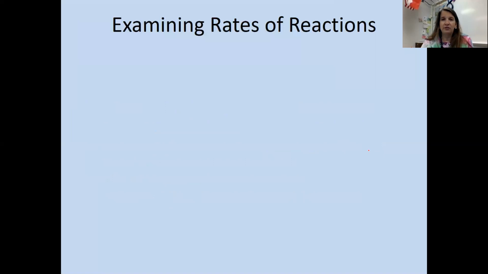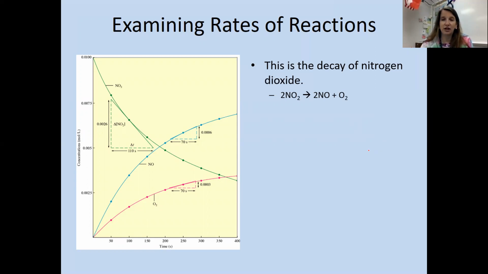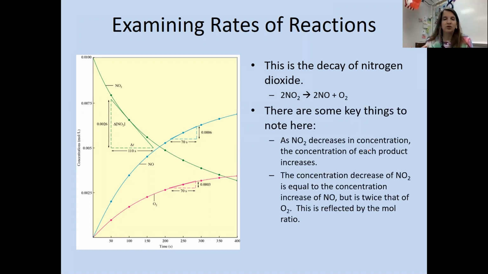So when we look at reaction rates, we can be given data in different forms. We can be looking at this graph here, and this shows us reaction rates of 3 different substances in this formula, NO2, NO, and O2. So here's our reaction, the decay of nitrogen dioxide, forming nitrogen monoxide and oxygen gas. Now, when you look at this graph, we know that that green line is going to represent the NO2 because we're starting with some of that. We always start with some reactants.